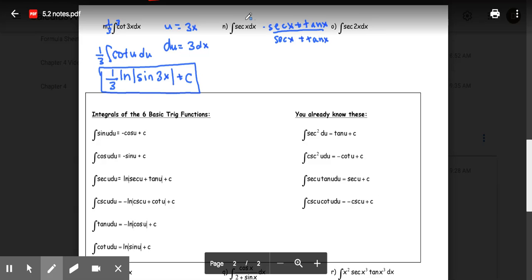And then you distribute on the top. It ends up being a du over u problem. That's how you get this formula right here. So we have a formula for it. We're going to go right to O.